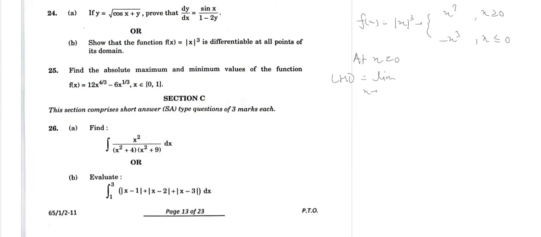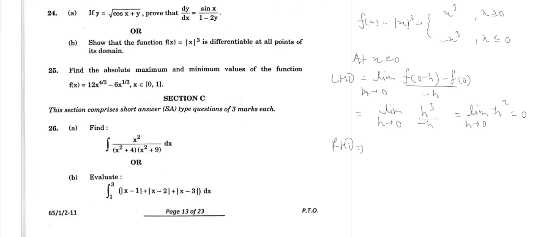Limit h tends to 0, f of 0 minus h minus f of 0 divided by minus h. So that is limit h tends to 0, f of minus h minus f of 0. F of 0 is 0. So that will be h cube divided by minus h. Okay. So that is limit h tends to 0 of minus h square. And that will become 0 only.